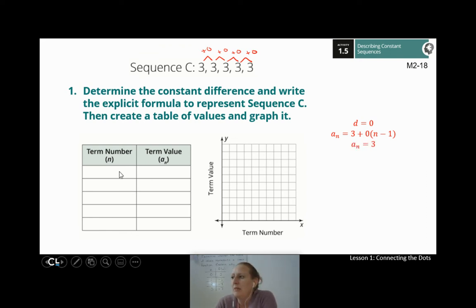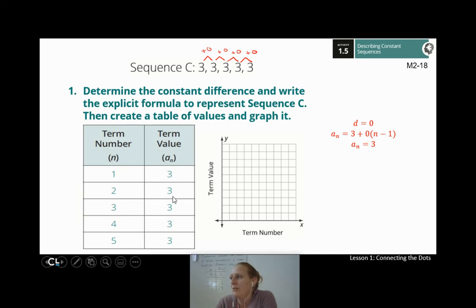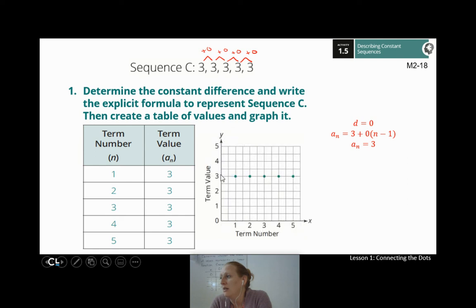So if I fill in my table, day 1, 3, day 2, 3, day 3, 3, day 4, 3, day 5, 3. Okay. And that means if I were to graph these, here's day 1, 2, 3, 4, 5, and if I were to count up 1, 2, 3, oh, well then, day 1, 3 pots are knocked off. Day 2, 3 pots are knocked off. Day 3, 3 pots are knocked off. On and on.